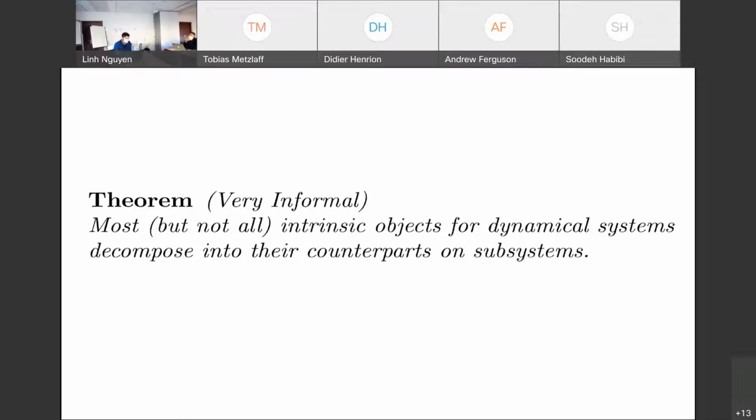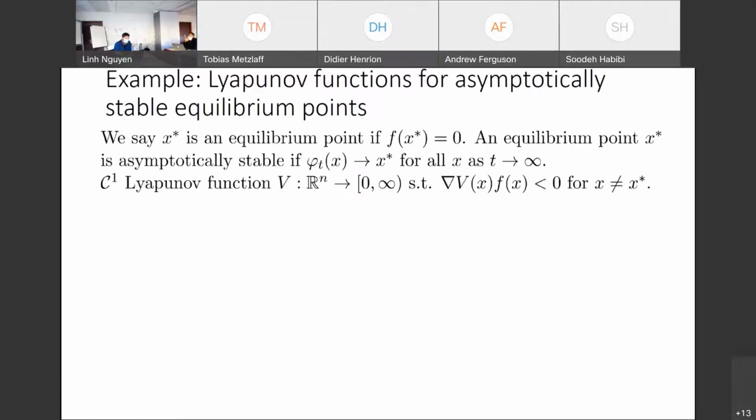Okay. And to give an example of how such a procedure works, I want to talk about Lyapunov functions and asymptotically stable equilibrium points. So to recap the definition, an equilibrium point is a point where the dynamical system stands still. That means F, the vector field, vanishes at that point, and it's called asymptotically stable if all trajectories are attracted by that point. So they shrink together to that point when time goes to infinity.